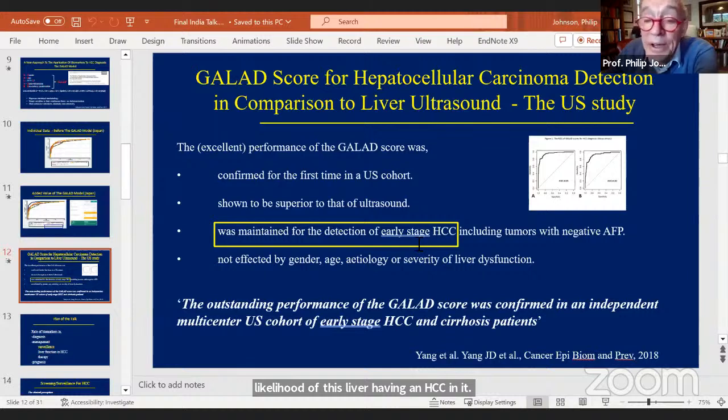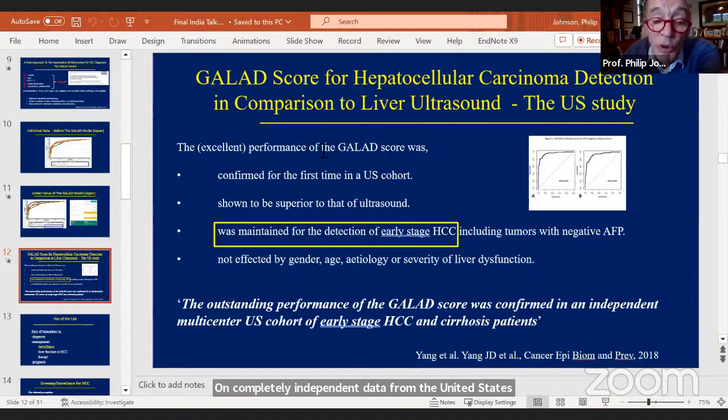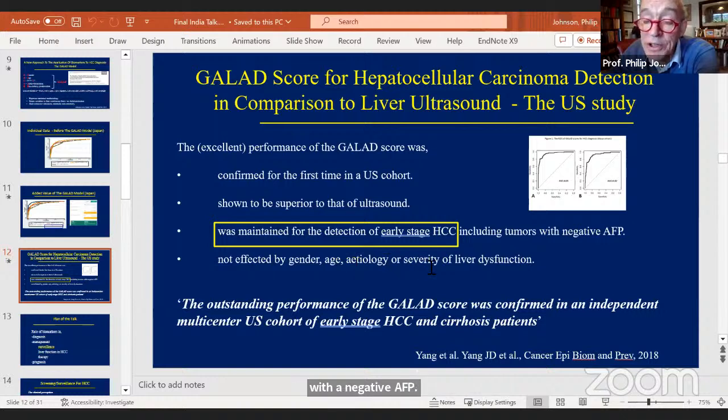The most important validation came from the United States, and this was a collaborative study from several major liver centers in the United States. And I've just pulled out here some of their conclusions. On completely independent data from the United States, they confirmed our original results. They showed that it was better than ultrasound. It was very good in picking up early HCC, including tumors with a negative AFP, and it wasn't affected by gender, age, etiology, or severity of liver dysfunction.